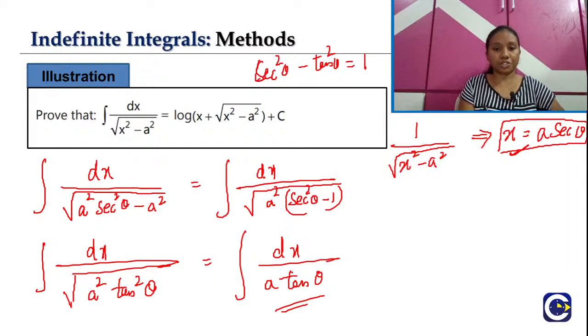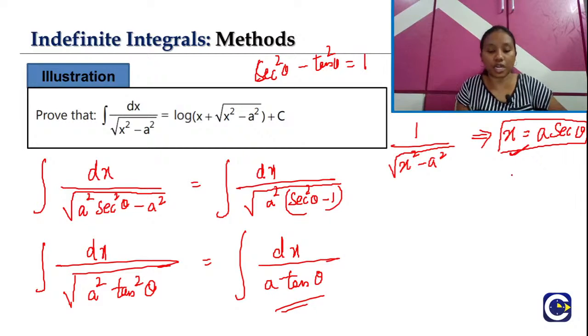Yeah, you have to substitute dx also. So I just simplified right until now. So in place of dx, you can substitute that also. Here we have substituted x, that is a secant theta. So we have to substitute dx also.